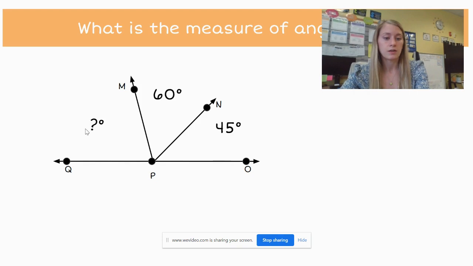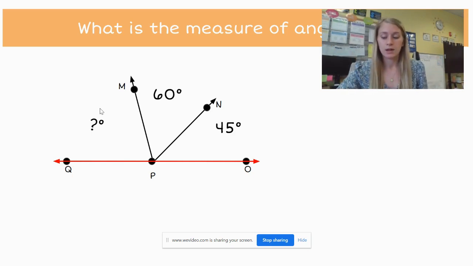So we're trying to figure out this question mark right here, that angle. Well, first, we need to figure out, do we know the total amount? We do. If you look at QPO, the total amount of degrees that a straight line is, if you said 180, nice job. So we know the total is 180.